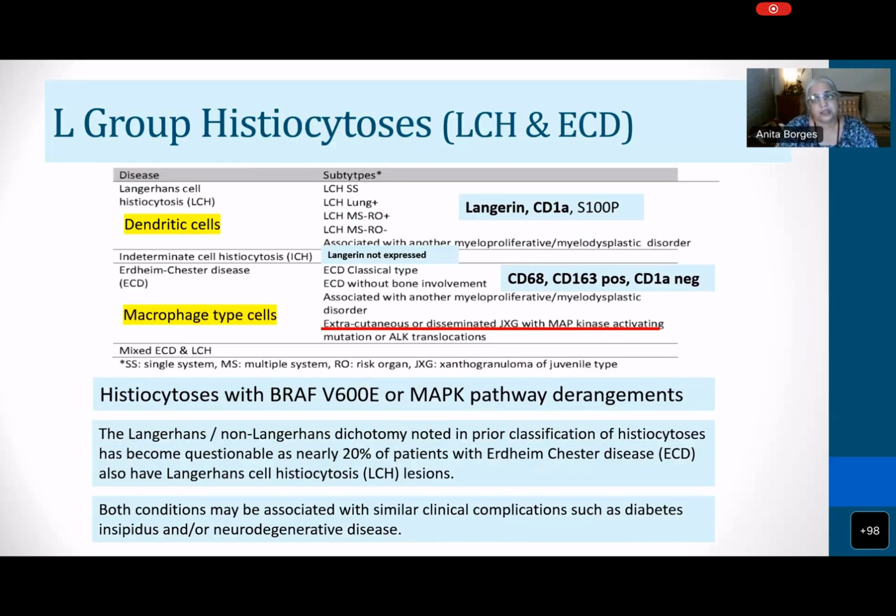And that's why I thought it was worth it, for those who perhaps are not students but who might like to know what's going on in the world: why are LCH and Erdheim-Chester disease, one being composed of dendritic cells, the other of macrophage-type cells, with completely different immunophenotypes, put in one group? And the answer is down here.